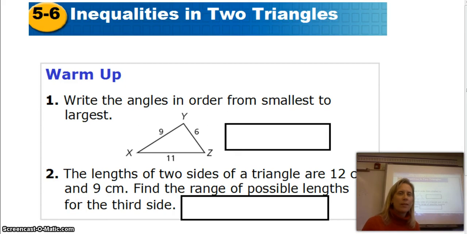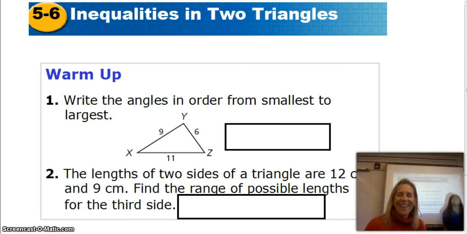Okay, welcome to Geometry, Chapter 5, Section 6, Inequalities in Two Triangles. A very beautiful lesson for you today. And we're starting with a quiz. Pause the video and see what you can do.